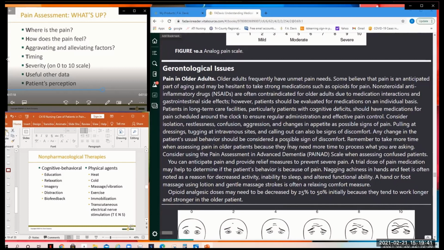Non-steroidal anti-inflammatory drugs, NSAIDs, are often contraindicated for older adults due to medication interactions and gastrointestinal side effects. However, patients should be evaluated for medications on an individual basis. Patients in long-term care facilities, particularly patients with cognitive deficits, should have medications for pain scheduled around the clock to ensure regular administration and effective pain control.